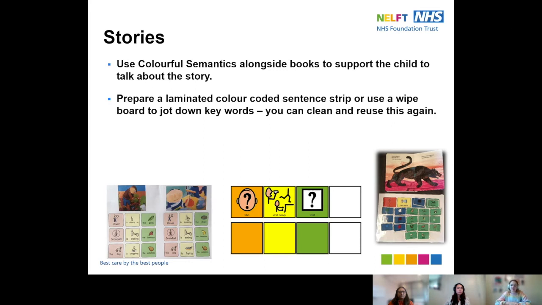Okay, so we can use colourful semantics to describe pictures, predict what's going to happen next, recall and tell what's already happened, summarise what's happened in a story, demonstrate our understanding of the text within the story, answer some WH questions, sequence pictures together, and also use a range of different conjunctions, so linking words like and, then, next, because, to link our sentences together.